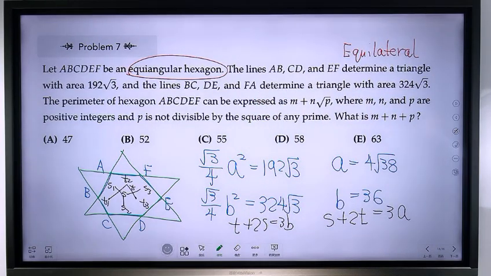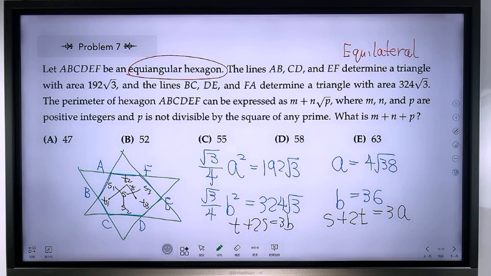You get 2S plus 2T, basically you get S plus T is just A plus B, right? And then you should be able to get the answer, right?